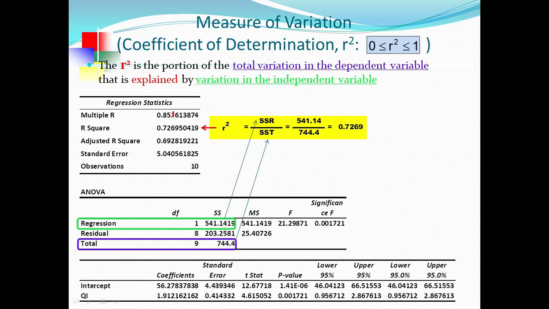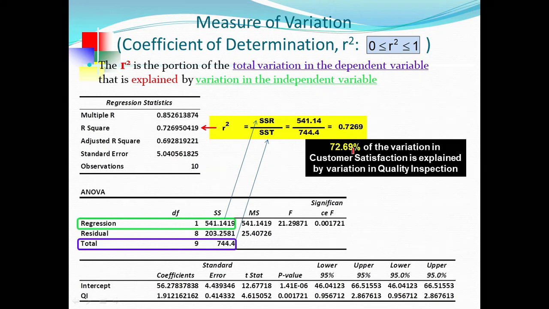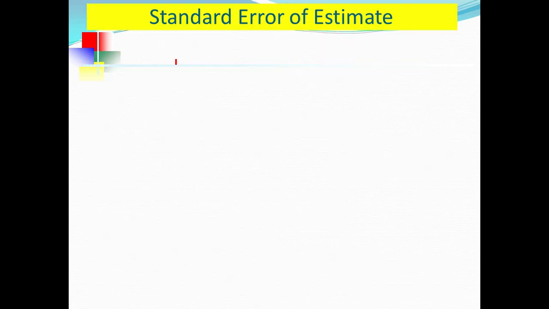Another option is very simple. R square, this is the R value, we just square the value, 0.85, and that will become 0.726 something. Now, coming to interpretation: 0.7269, we have to convert to percent to make it easy to understand. So we times 100, now it becomes 72.69%. The interpretation is that 72.69% of the variation in customer satisfaction is explained by the variation in quality inspection. That shows how big an effect quality inspection brings to customer satisfaction.